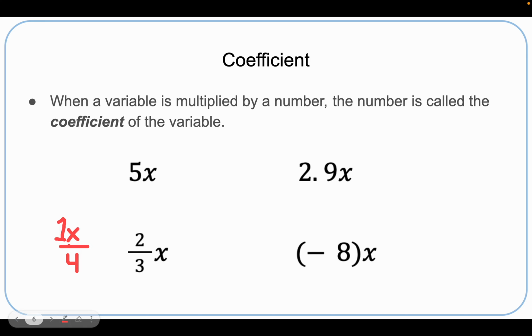But the way you would think about what is the coefficient of x here, the coefficient here would be 1/4, and you're multiplying that by x. So sometimes you'll see that, just know that that's how you would find the coefficient. And then -8x, -8 is our coefficient here. So again, it's just that number that comes right before a variable when you're multiplying.